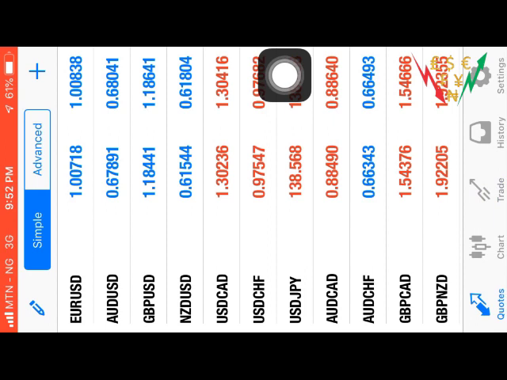Okay, now you see these icons here. You have quotes, chart, trade, history, and settings, guys. Now if you press the quotes, on the left side of the screen you can see this icon here is to edit. Right here you see the currency symbols, guys.